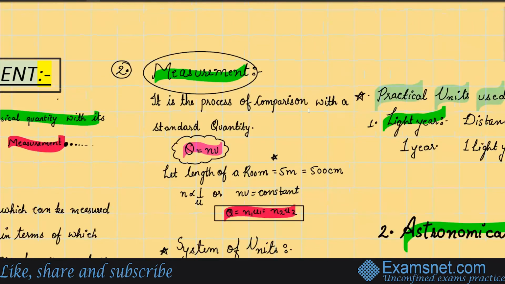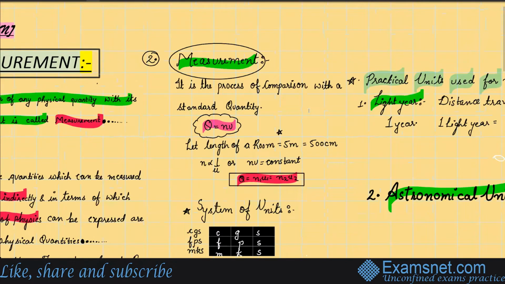So we studied what was the need of measurement, but now what is measurement? Let's read the definition. It is the process of comparison with the standard unit. So again, measurement, I told you, is comparing something with the standard unit. There's one formula, Q equals nU. Q is the formula for measurement. Now let us take an example of what this formula says to us.